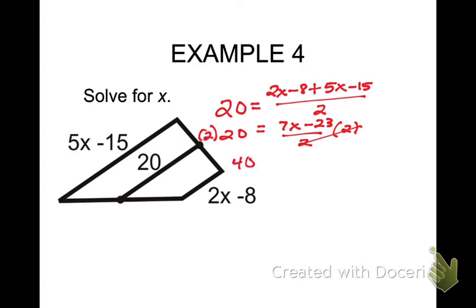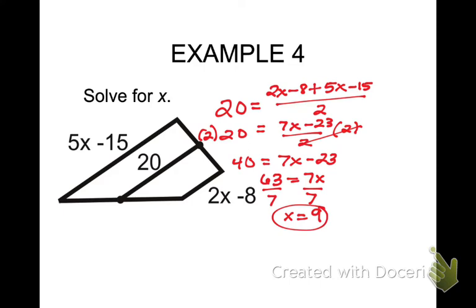So now we get 40 is equal to 7x minus 23. 40 plus 23 is 63, which is equal to 7x. Divide by 7 gets us our x is equal to 9. There's your answer.